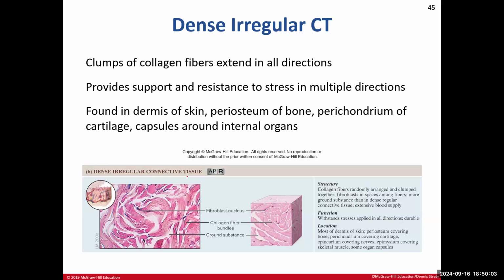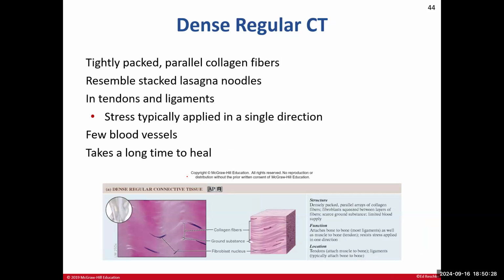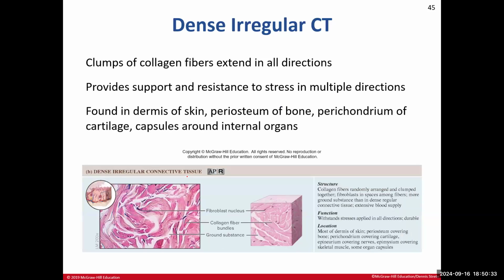Tendons and ligaments are good at handling what we call single direction stresses. So it's really hard to damage a tendon or ligament if you try to pull it apart. Very strong. But if you try to shear it or pull on that tissue at a different angle from where it's lengthwise, you're more likely to hurt that tissue. So in tendons and ligaments, really good in a single direction, not so good in multi-directional situations, which dense irregular connective tissue can handle.